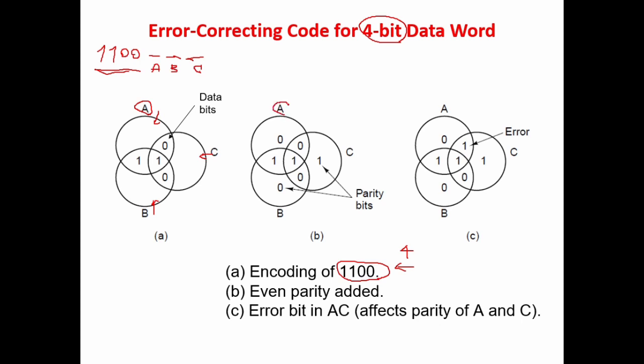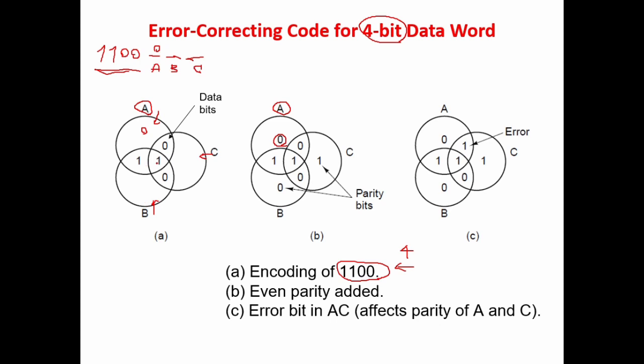So this circle corresponds to A, right? And what is the parity of A? We need to see the values of 1 in this circle. The 1s in this circle are 1 and 2. This is already even, so we put 0 here, based on the even parity that I explained, because we want to keep this even. So A here would be 0, which we already put here.